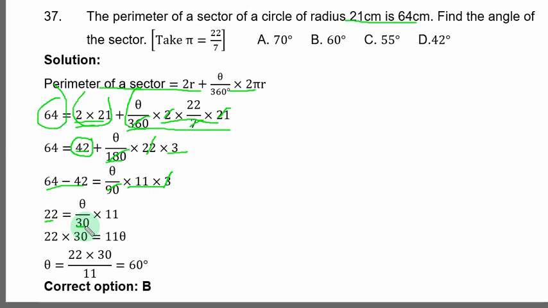So clear the fractions and you have 22 times 30 degrees equal to 11 theta. To get theta, divide both sides by 11. So theta is equal to 22 times 30 degrees over 11. Divide 22 by 11, you have 2. 2 times 30 is 60 degrees. So B is the correct option.